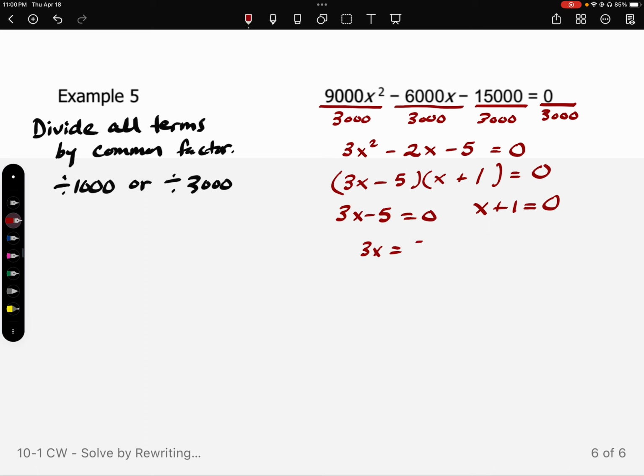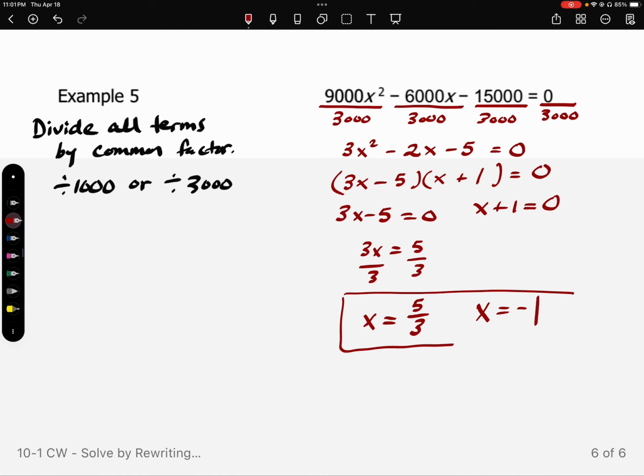So 3x is equal to 5, and then we divide by 3. So we got x is equal to 5/3, which is like 1 2/3. And the second one, we subtract 1 from each side, and we get x is equal to -1. So 5/3 and -1. Again, to check, plug it back in. You could graph the original function to see where it crosses the x-axis. It should cross at these values.